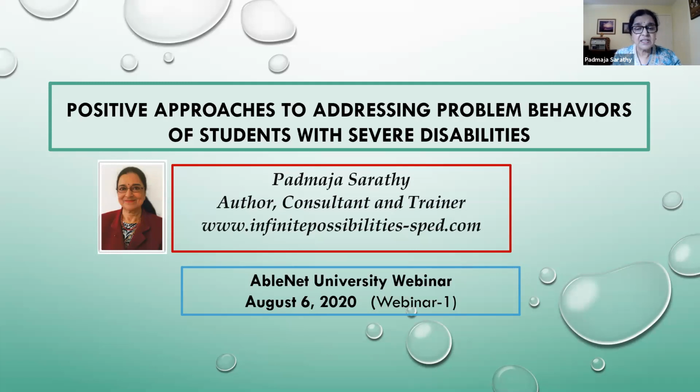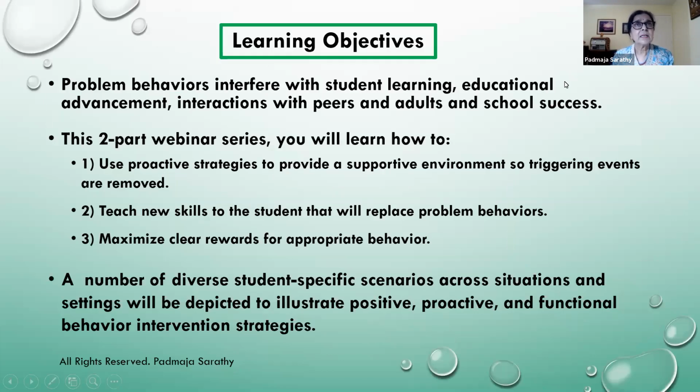So this is a two-part series. What are we going to be looking at, examining, evaluating, and learning in this two-part series? We all know that problem behaviors interfere with the students' learning. It interferes with their educational advancement, and it also impacts negatively their interactions with peers and with the adults who work with them or who surround them. And ultimately, it impacts school success, and it could also impact their life success itself.